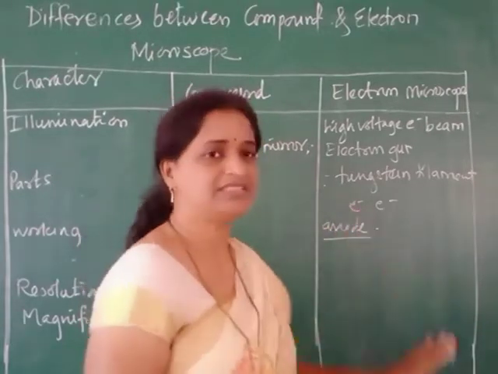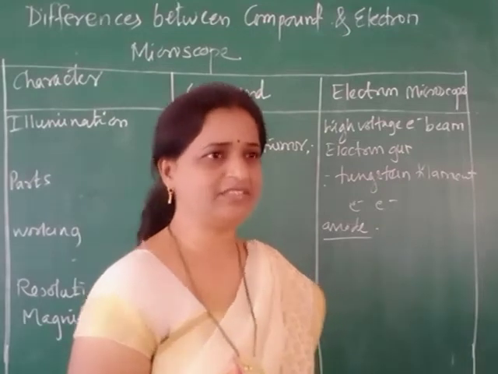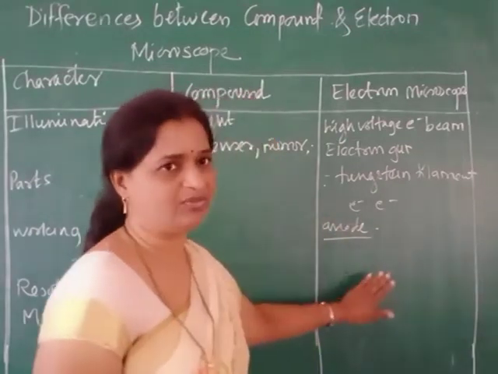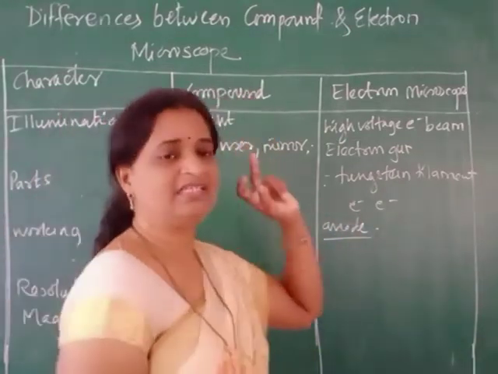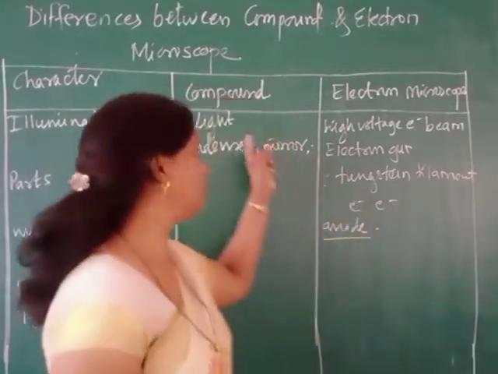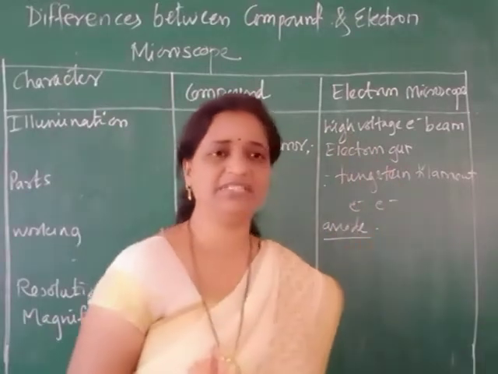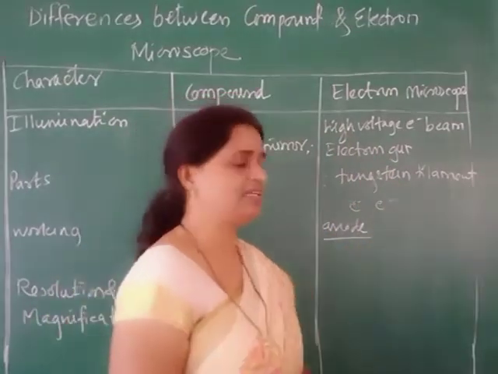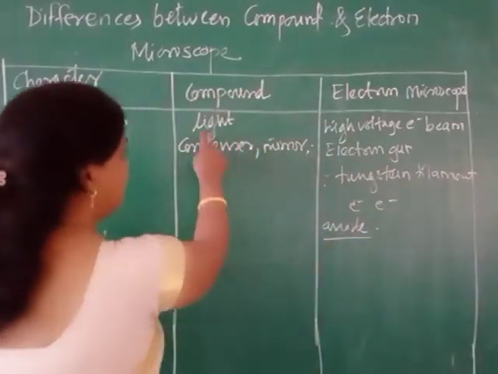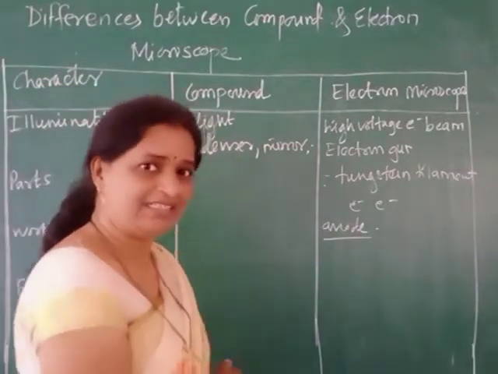So this is the first character where we got the difference between compound microscope and electron microscope. Remember one thing, illumination in case of compound microscope was with the help of light, and here illumination is with the help of electron beam. There is another difference here. This light is helpful while explaining the magnification.